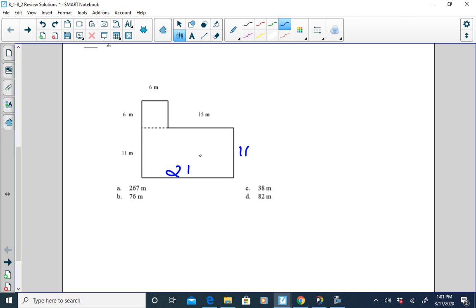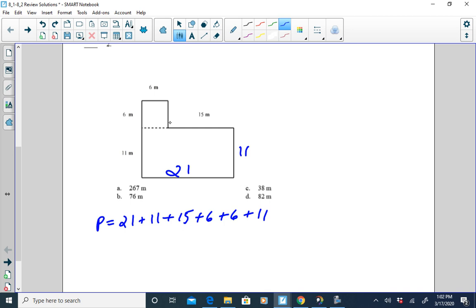So the perimeter is going to be the sum of those distances. So the perimeter is going to be equal to the 21 plus the 11 plus 15 plus 6 plus 6 plus 11. We add all of that together. Trying to do that in my head, not working, so let's add all that together. 21 plus 11 plus 15 plus 6 plus 6 plus 11, right?